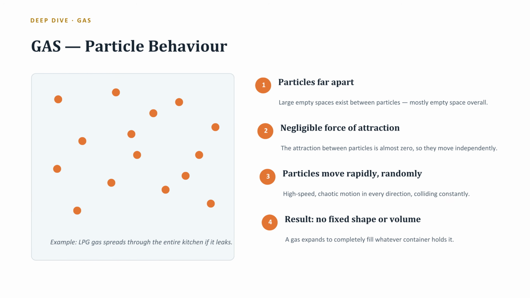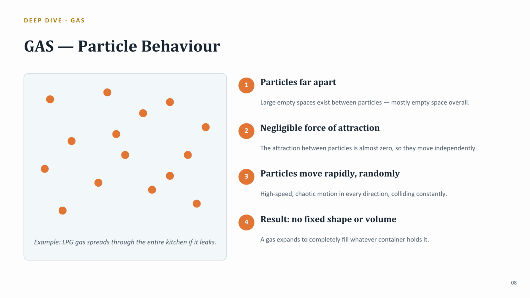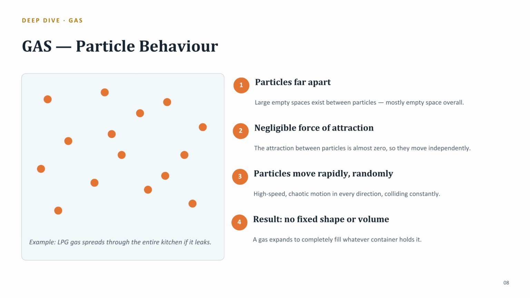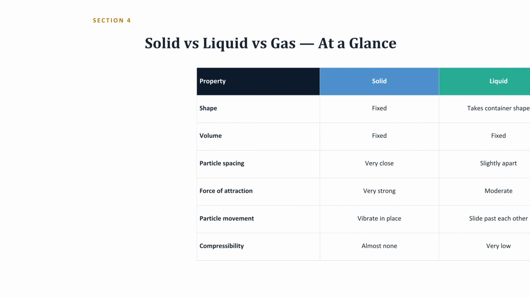And finally, gases. In a gas, particles are far apart from each other, with large empty spaces in between. The force of attraction is almost negligible, so particles move independently, at very high speed, in completely random directions. This is why a gas has no fixed shape and no fixed volume. It simply expands to fill whatever space is available, just like LPG gas.